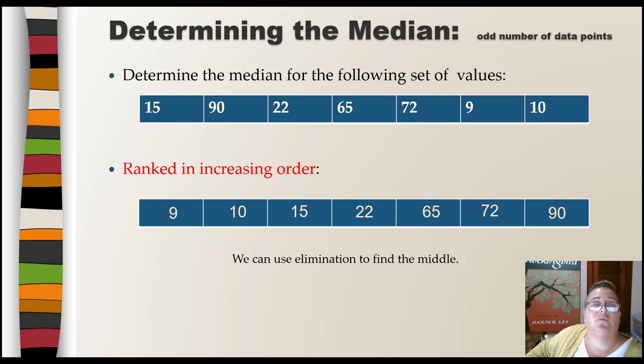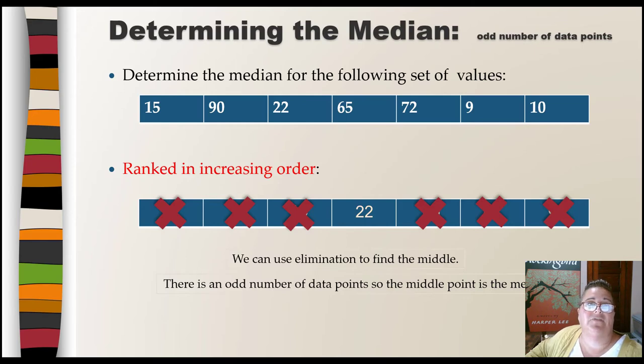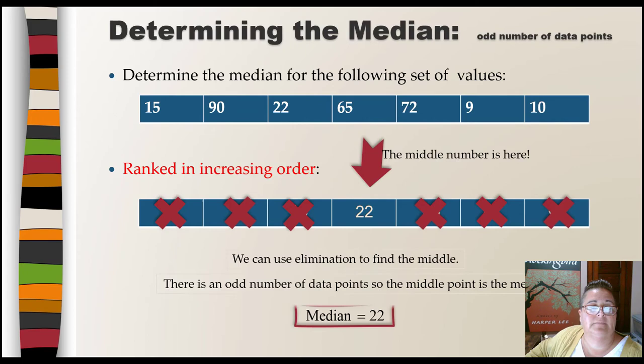Again, we can use elimination to find the middle. So left side, right side, I'm going to cancel out 1 on each side. I'm going to do the same thing until I get to either 1 or 2 middle points. In this case, we had an odd number. So that single point that's left in the middle, that is our median. So for this guy, our median is 22.